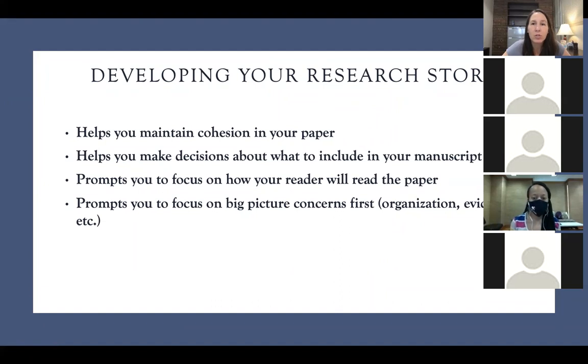Developing your research story will prompt you to focus on how your reader is going to read your paper rather than just writing it for yourself. It also prompts you to focus on the big picture concerns of your paper first, like the organization and evidence, rather than those sentence level issues that you can work out later.